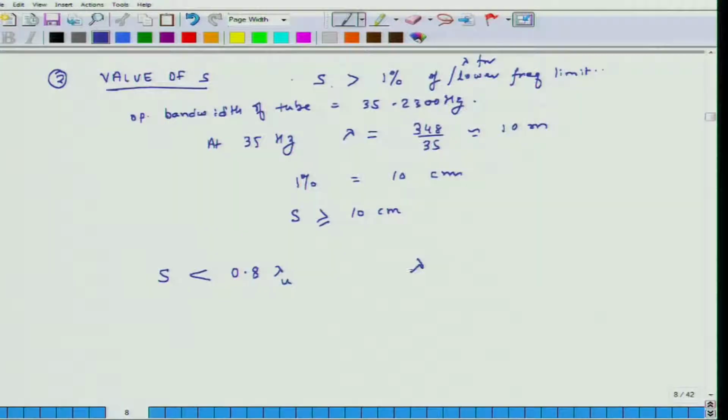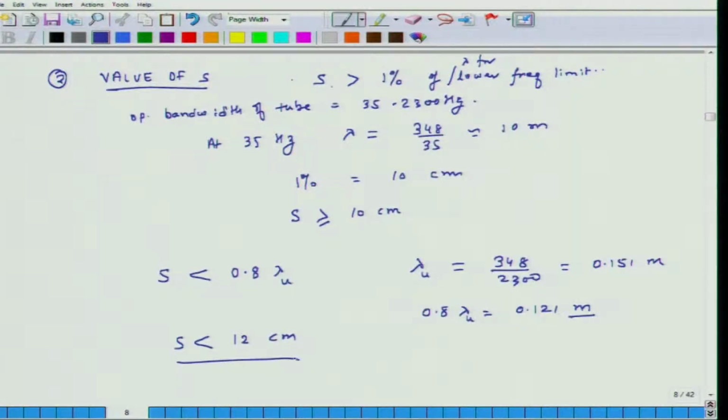Okay. So lambda for upper frequency limit is 348 divided by 2300. So this is about 0.151 meters. So 0.8 lambda u equals 0.121 meters. Okay. So S should be smaller than 12 centimeters. So it has to be more than 10 centimeters, less than 12 centimeters. I'll take somewhere in the middle, I can put it at 11 centimeters. So just to give you a quick view, this is one important parameter, the spacing.